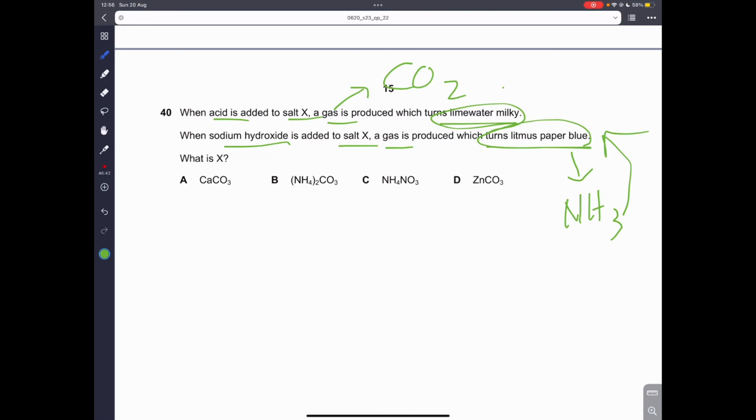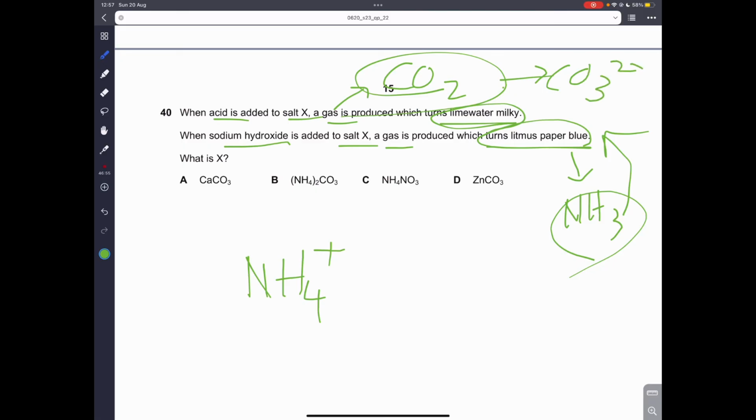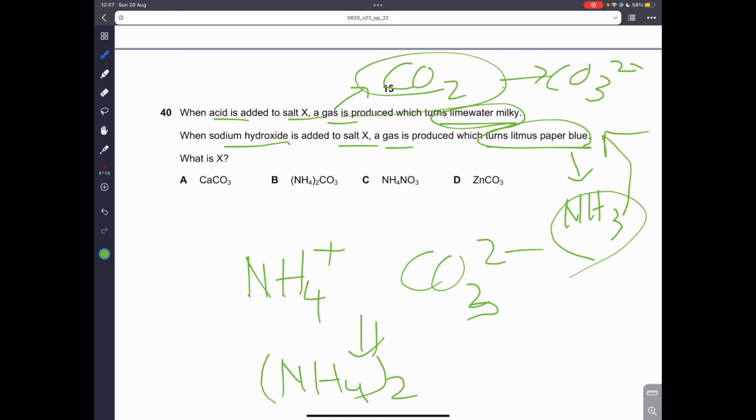Now what is X? So ammonia is being produced. Now this could only mean the presence of ammonium ion, and carbon dioxide is produced because of the carbonate ion, CO3 2 minus. So if we write the formula out, it will be (NH4)2CO3. Now this is the compound that is present, so B is the correct answer.